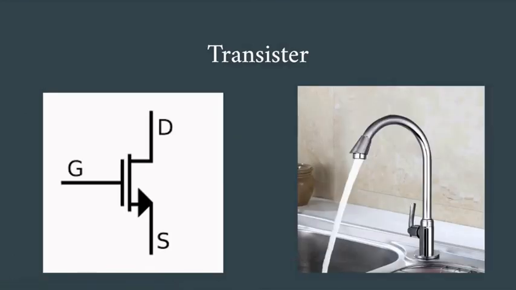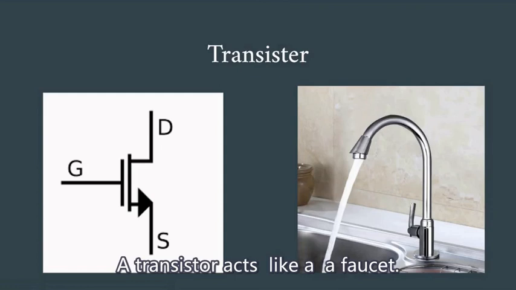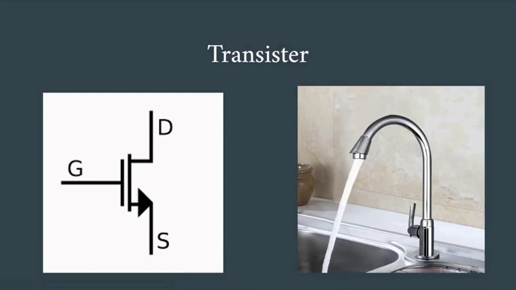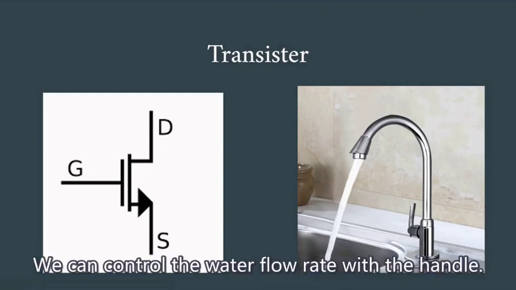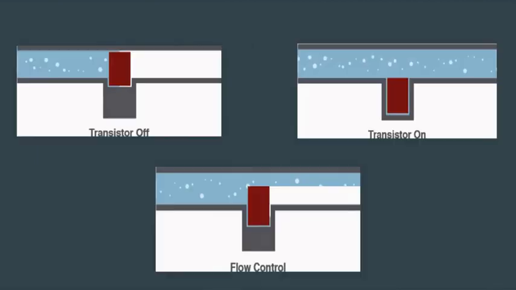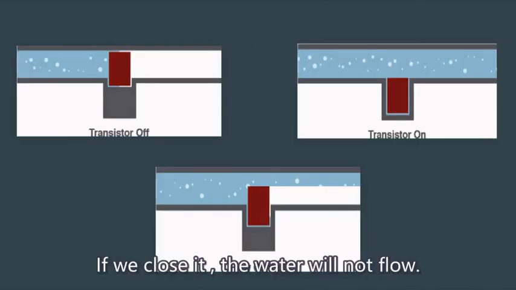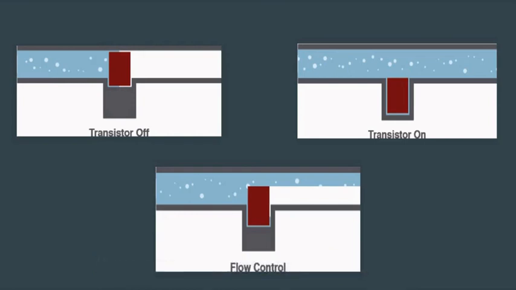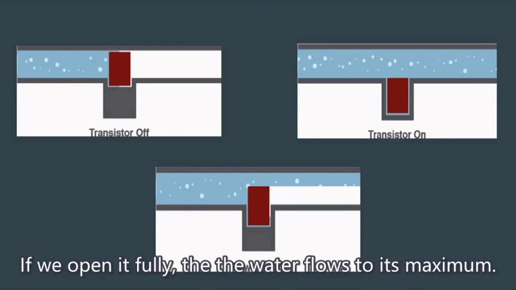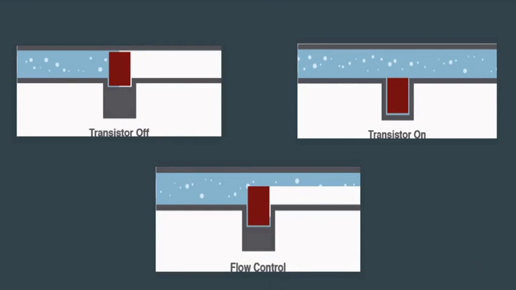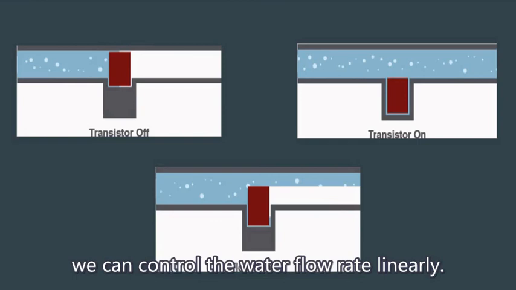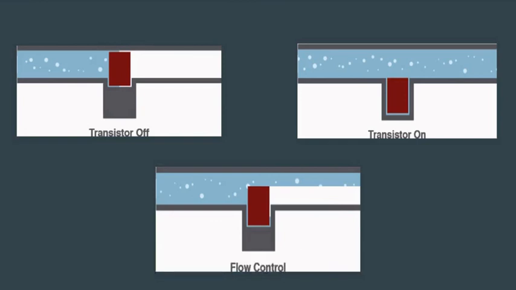Transistor. A transistor acts like a faucet. We can control the water flow rate with a handle. If we close it, the water will not flow. If we open it fully, the water flows to its maximum. If we open it within a range, we can control the water flow rate linearly.